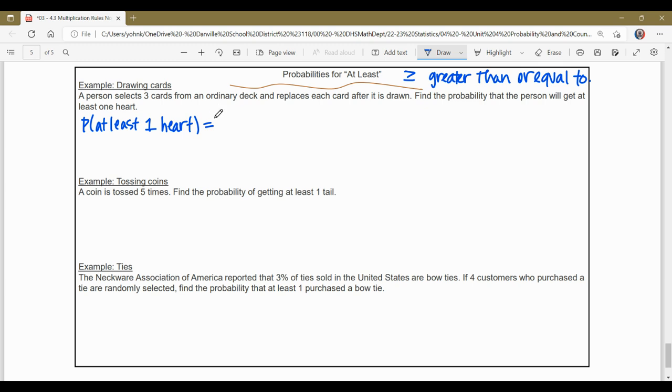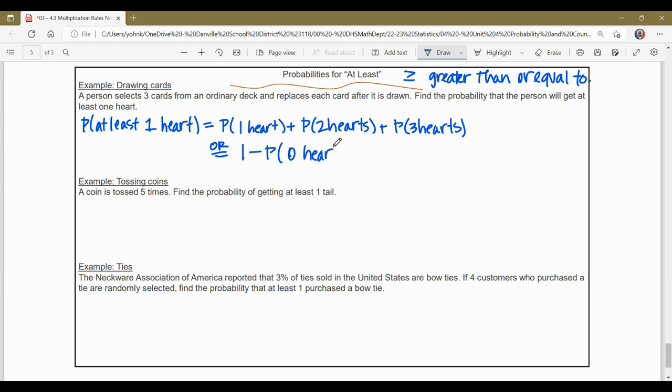Well, that would take forever. So that would be the probability of 1 heart plus the probability of 2 hearts plus the probability of 3 hearts. Now that's going to take some heavy calculation. Instead of adding up 1, 2, and 3, I could do 1 minus the probability of getting 0 hearts. That's a lot easier. So I'm going to do 1 minus.